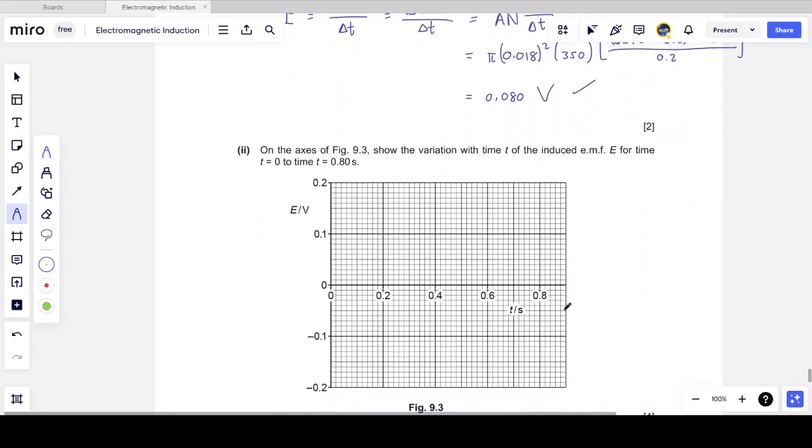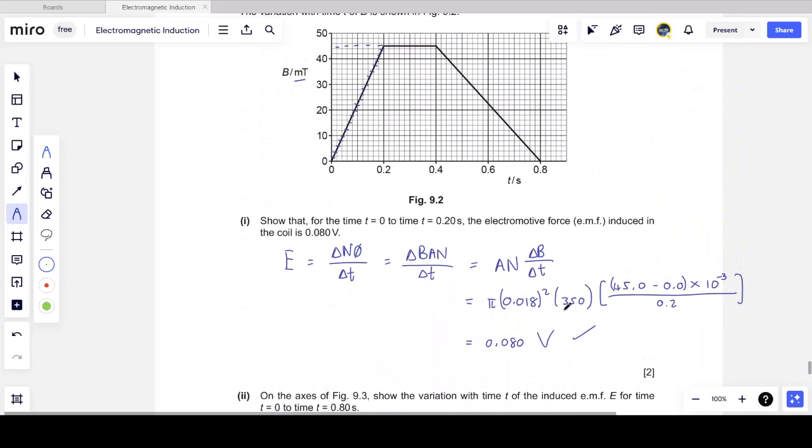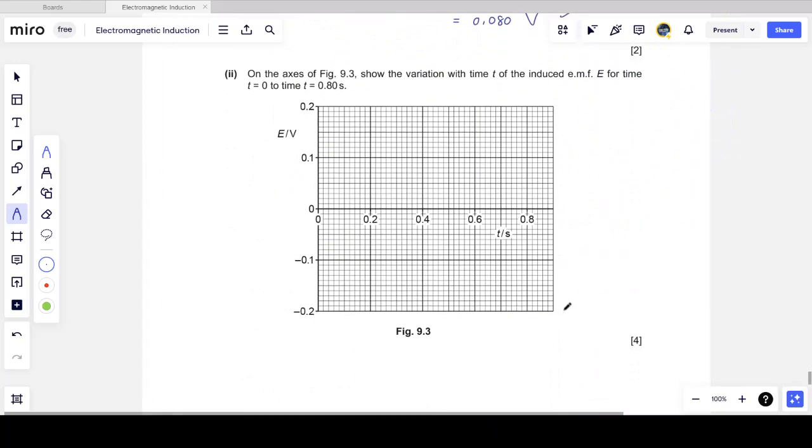Now the next part of the question says, on the axis of the figure given, can you show the variation with time of the induced EMF, E, for the time t is equal to 0 to t is equal to 0.8 seconds. So basically the variation of the EMF for the entire duration of the change in magnetic flux. So we have a bit more work that we need to do here. So I need to draw a graph of the EMF against time. So how do I do this?